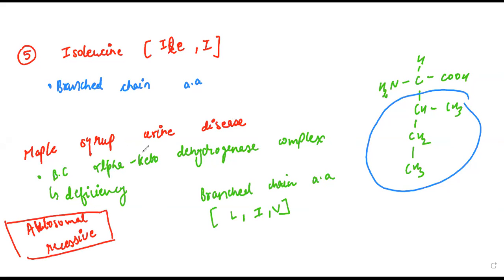I said there is a disease caused by the accumulation of branched chain amino acids, that is maple syrup urine disease. In this disease, there is a deficiency of the branched chain alpha keto dehydrogenase complex. This disease follows the pattern of an autosomal recessive disorder. Is it clear?